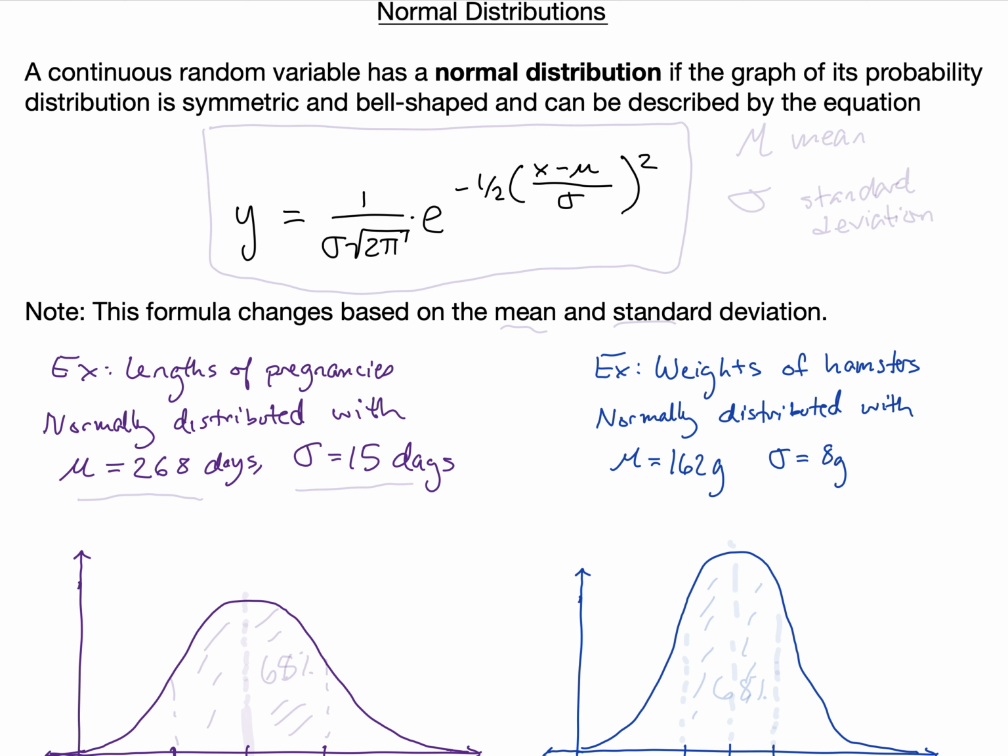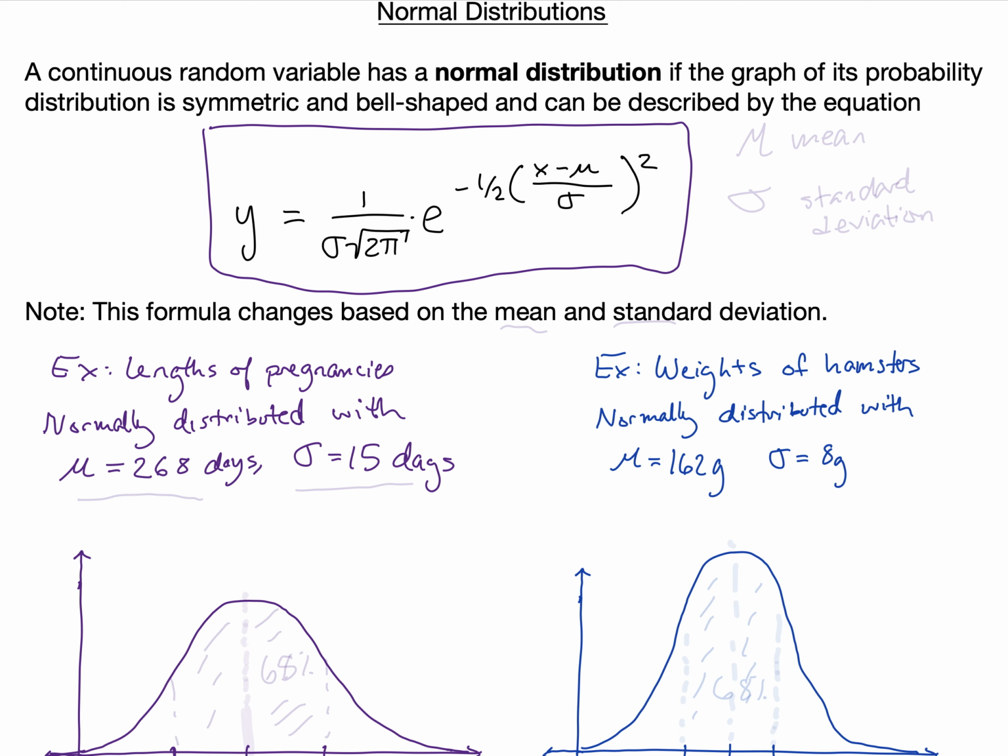In this video, we're going to talk about normal distributions, which is a type of continuous random variable. A continuous random variable has a normal distribution if the graph of its probability distribution is symmetric and bell-shaped and can be described by this equation. Y equals 1 over sigma times the square root of 2 pi times e to the negative half times x minus mu divided by sigma all squared.